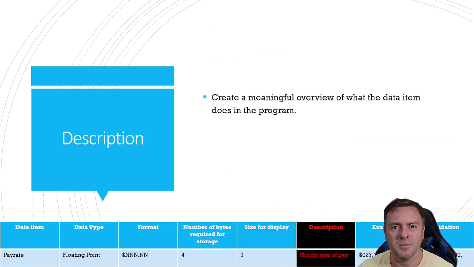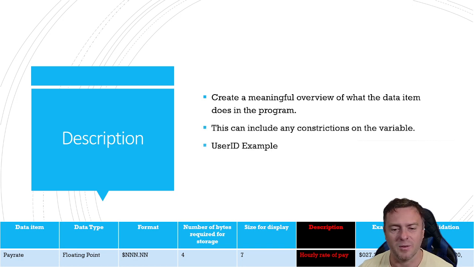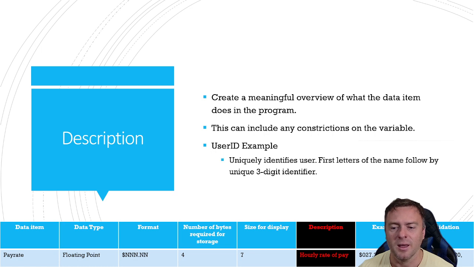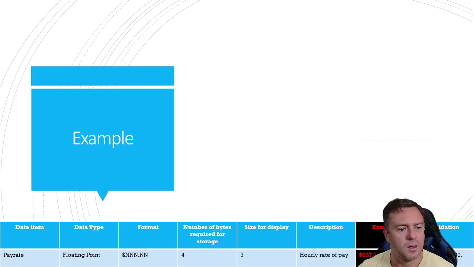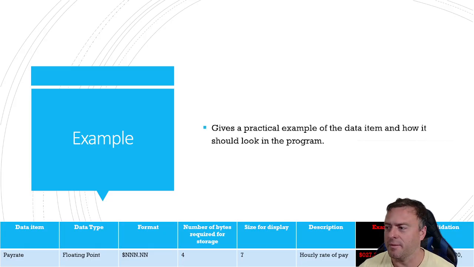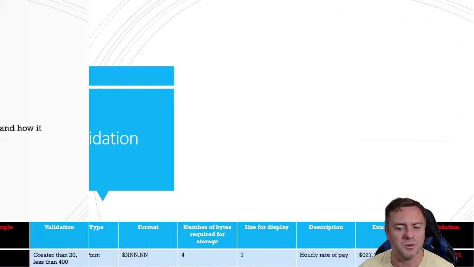Then the description. This just creates a meaningful overview of what the data item is, and this can include any restrictions that happen on the variable. For example, user ID has to have the first letter of the name followed by a 3-digit identifier. Then the example, a practical example showing how the data item should look.